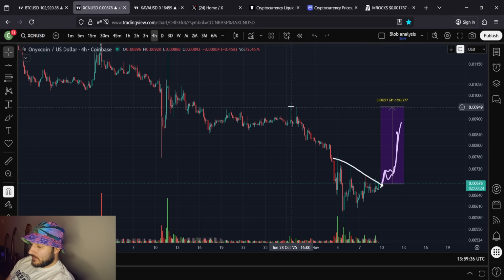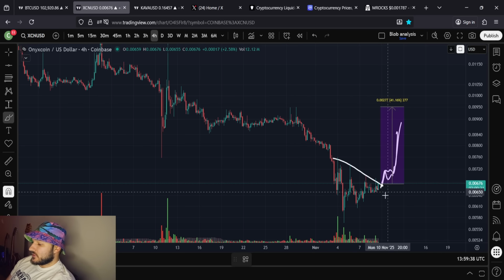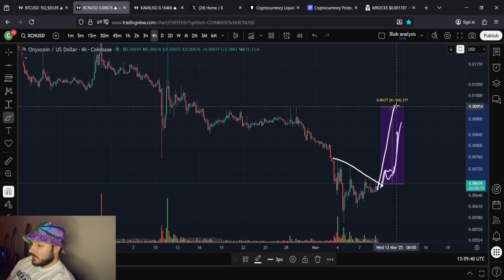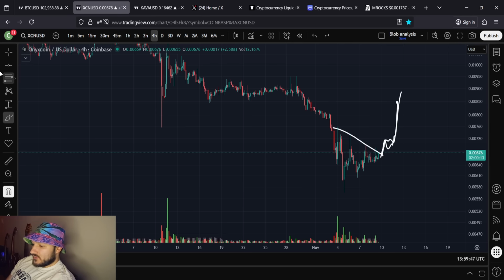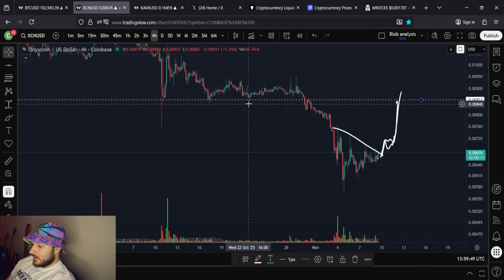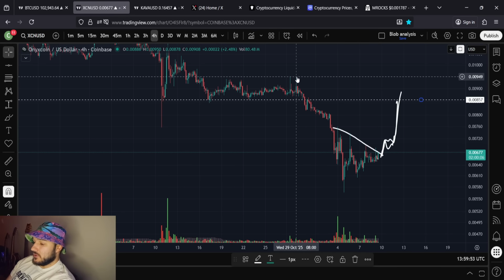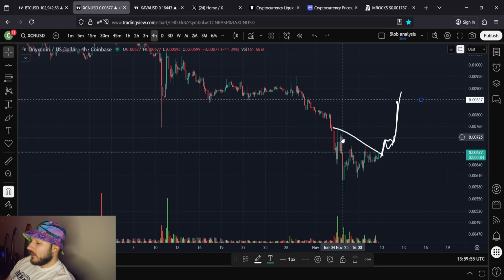0.0095, right around here where we found resistance before. It's okay if we find resistance there now. When we break out and go up to this area, we can break and consolidate there and then continue to move up. That's fine. But I don't want to see us find resistance at 0.085. I'd rather see us find resistance at 0.095 or higher.